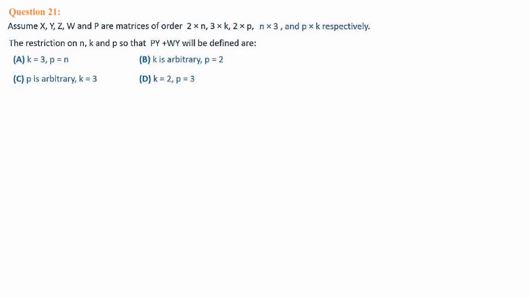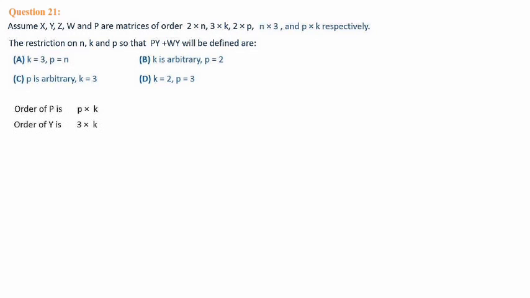So here let's check, because we need Py first. Here the order of P means the last matrix. The last matrix order is P by K, it's mentioned. Next is Y, Py. So the order of Y we can calculate. Y means the second matrix, which is 3 by K.